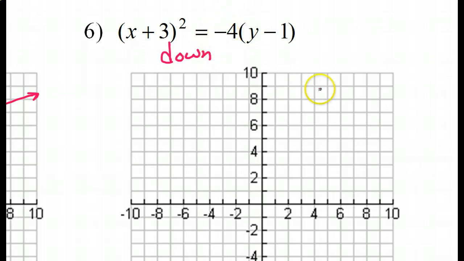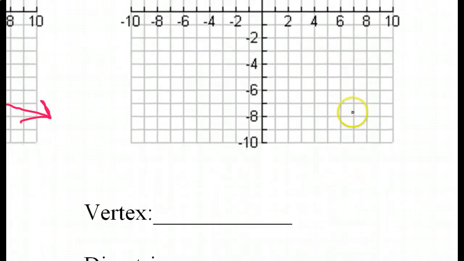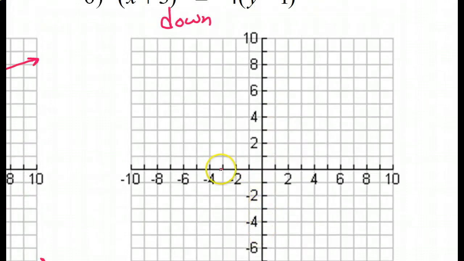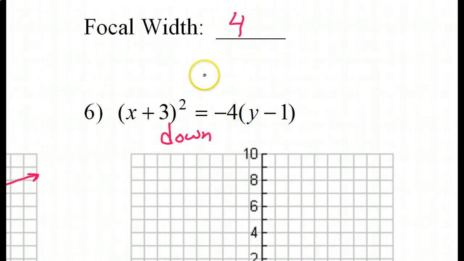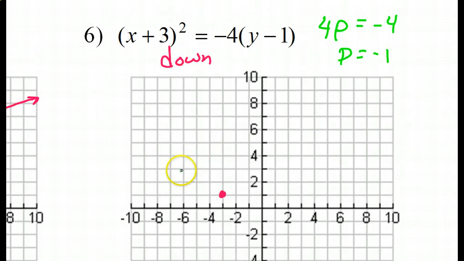Now I need the vertex. Opposite of this, opposite of that. So -3, comma, +1. So my vertex is at -3, 1. Now I need that p-value to get the focus. So I know that 4p is going to equal -4. That means p is -1. So that means I'm going to go 1 down, like we said. So that puts my focus there. That means my focus is -3, 0.